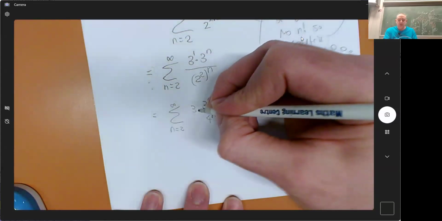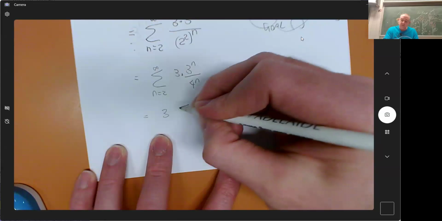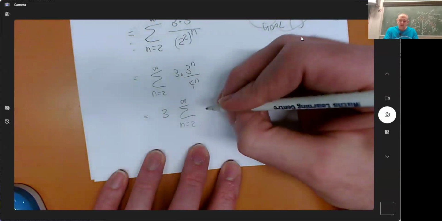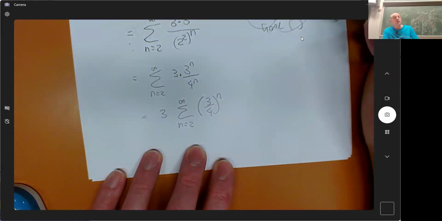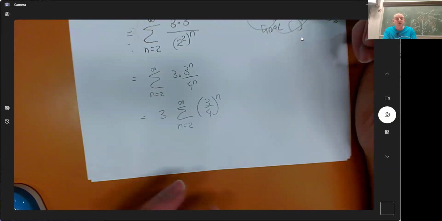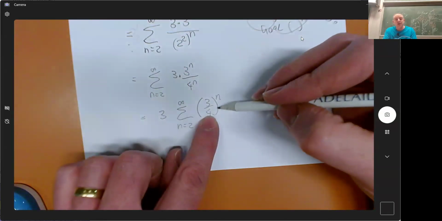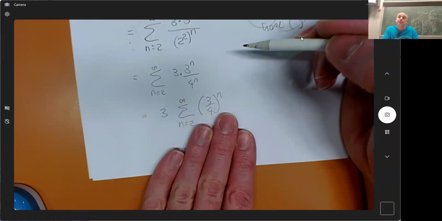Okay, that's where I am. And so what I'm going to do is move this 3 out the front of the sum because it doesn't involve an n. And then this 3 on 4 is this, because that's one of the things about how powers work. When you do powers on top and bottom of a fraction, I can do the fraction first. And now this is in the right format.